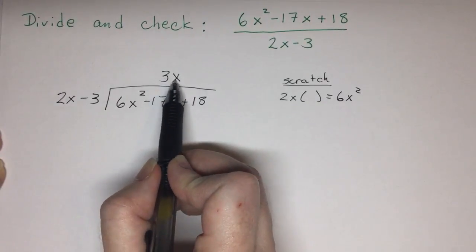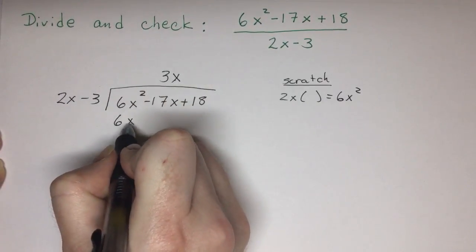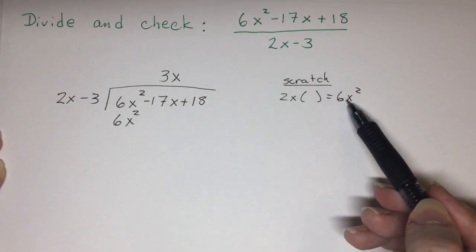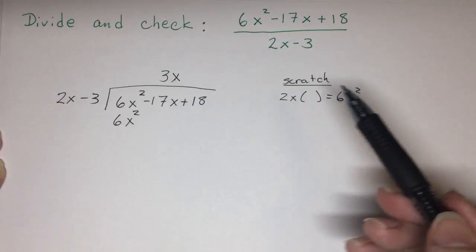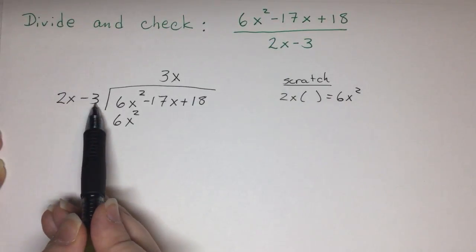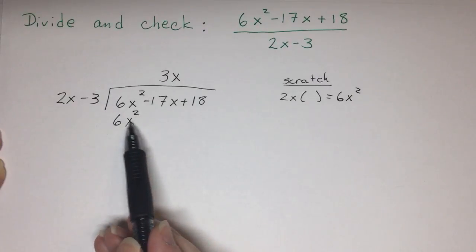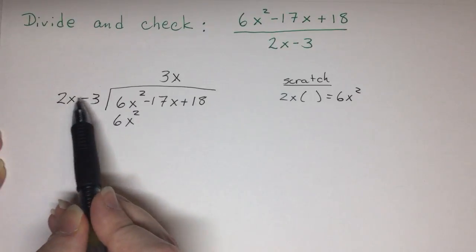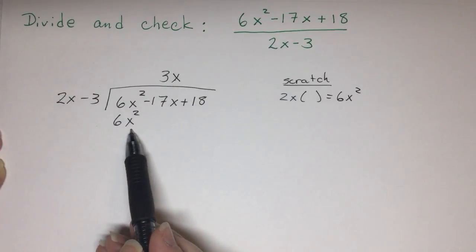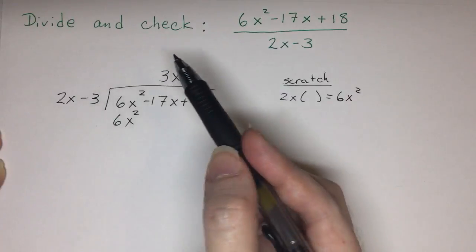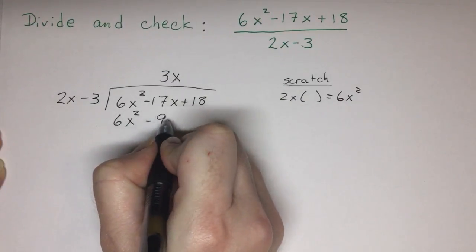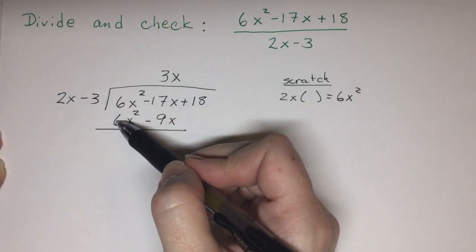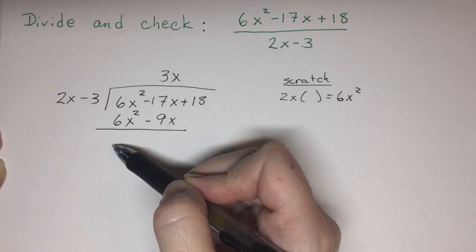Then I'm multiplying. 3x times 2x is 6x squared. These should always be identical. If they aren't, we made a bad choice over here. Be careful. I have 2 terms here. When I multiply, I'm going to need to always have 2 terms. Be sure you distribute this to both terms. 3x times 2x is 6x squared. 3x times negative 3 is negative 9x. Then we subtract. 6 minus 6 is 0. Good, that's what we want.